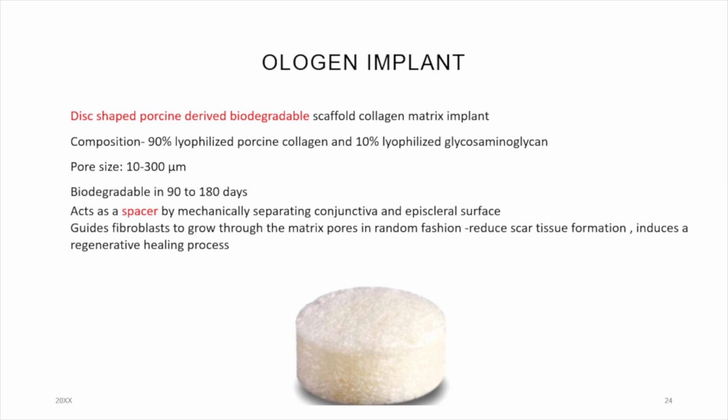It's a disc-shaped biodegradable collagen matrix implant. The composition of it is 90% lipophilized collagen with 10% lipophilized glycosaminoglycans. The pore size is 10 to 300 microns. It's biodegradable in 90 to 180 days. It acts as a spacer by mechanically separating the conjunctiva and the episcleral surface. It guides the fibroblast to grow through the matrix pores in a random fashion, reducing the scar tissue formation.